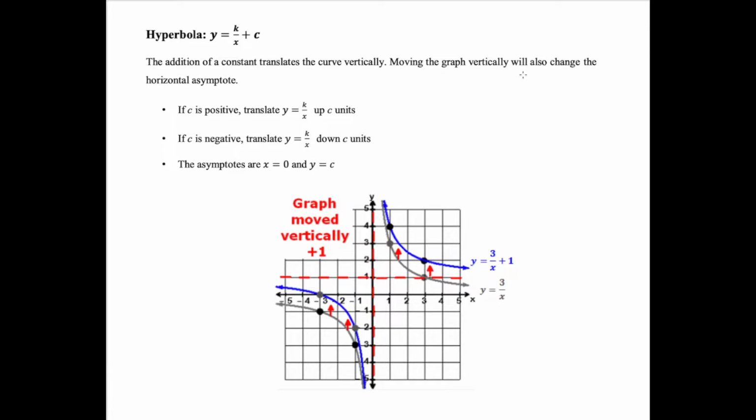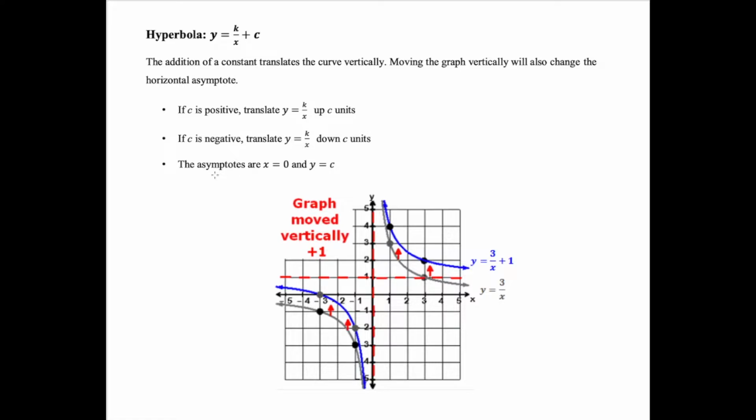Moving the graph vertically will also change the horizontal asymptote. In this graph, the gray line is the graph y equals 3 over x, and we can see that there's a horizontal asymptote and a vertical asymptote. Once we shift the graph up, the horizontal asymptote will also shift up 1 unit. But the vertical asymptote is unchanged because this is a vertical shift. If c is positive, we move the hyperbola up.